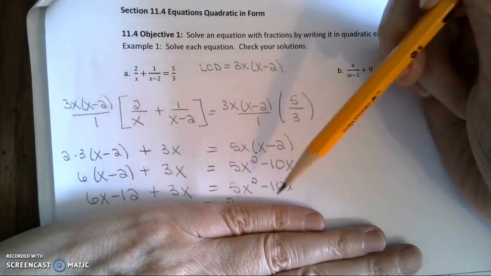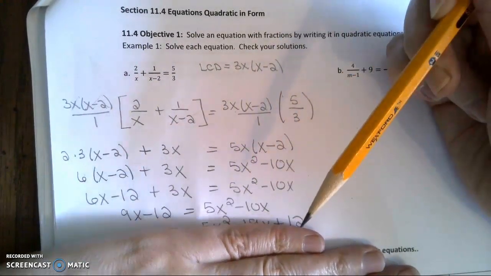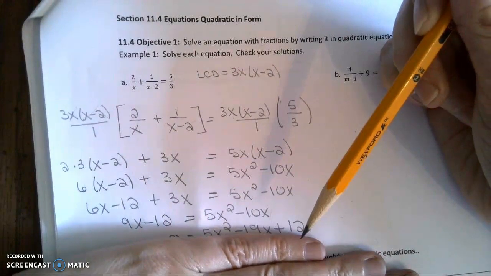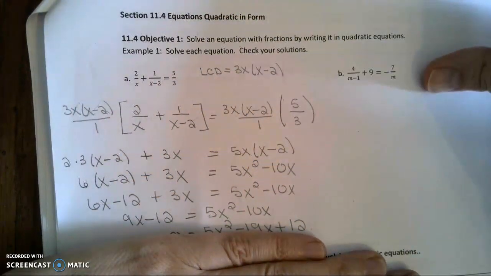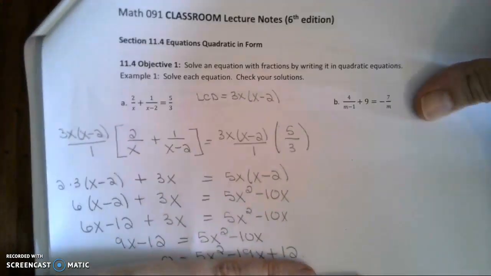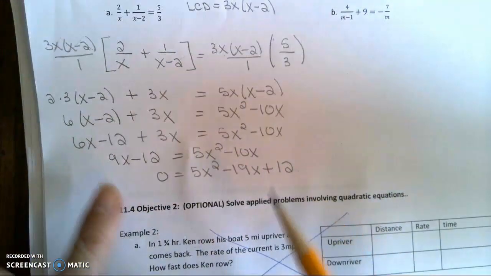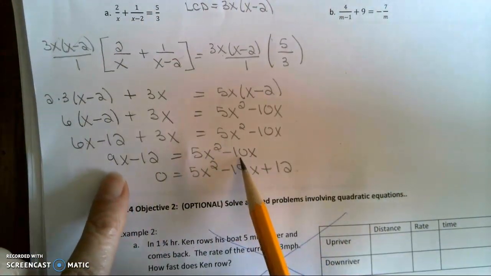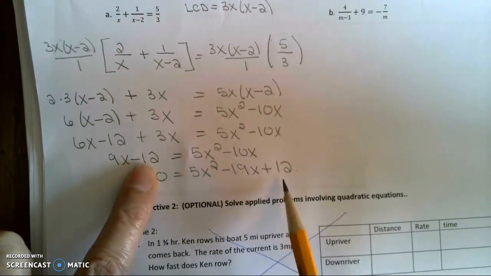Okay, now I'm going to bring everything to the right-hand side because that's where the square term is. Oops, I'm sorry, one step before that. Before I do that, I do actually add these two together on this side. Okay, let me move my page up here a little bit. Okay, so now I'm going to bring everything to the right-hand side. So what I'm going to do here is subtract 9x. So when I subtract 9x, I get negative 19x, and I'm going to add 12.